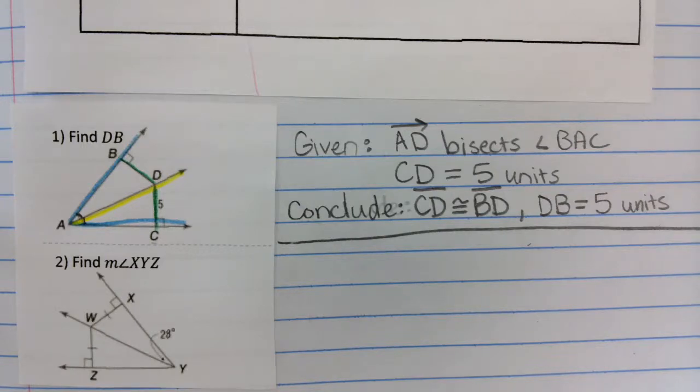So number 2, we're not going to write down everything we're given. We're just going to note it for our brains. In number 2, what do we see that we are given? Say it again.